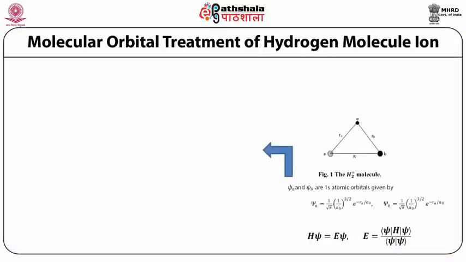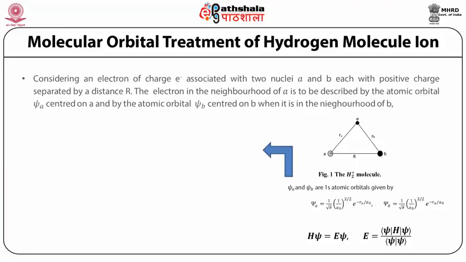Molecular orbital treatment of the hydrogen molecular ion. Considering an electron of charge e associated with two nuclei A and B, each with positive charge, separated by a distance R. The electron in the neighborhood of A is to be described by the atomic orbital psi A centered on A, and by the atomic orbital psi B centered on B when it is in the neighborhood of B.